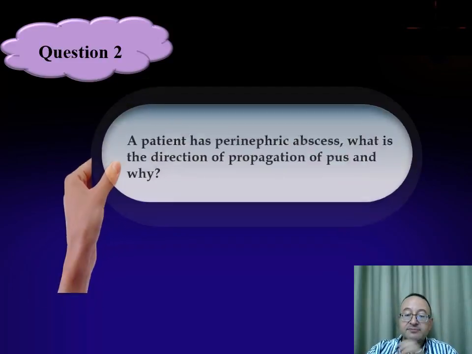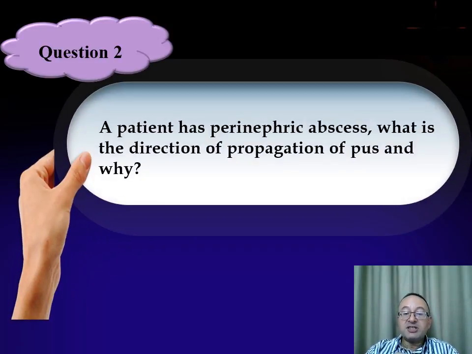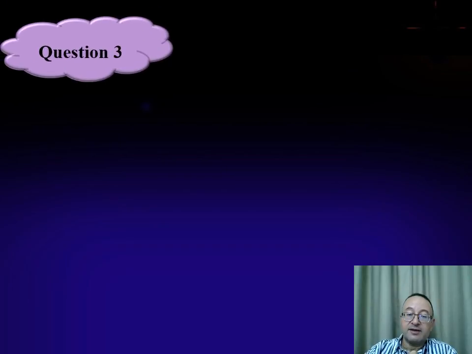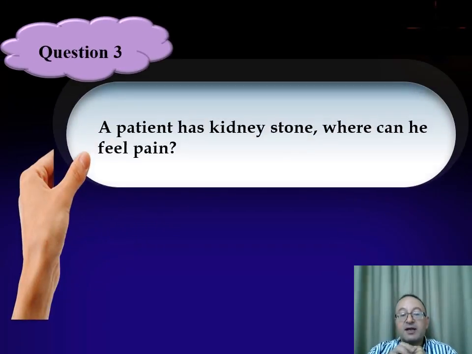Second question: a patient has perinephric abscess. What is the direction of propagation of pus and why? We have answered this question inside this lecture. Third question: a patient has a kidney stone. Where can the patient feel pain? Where?